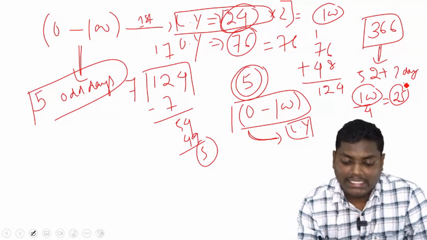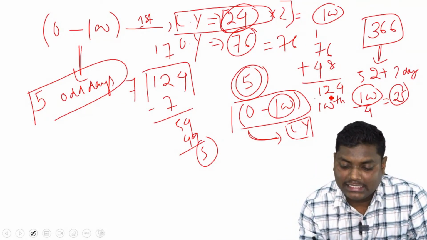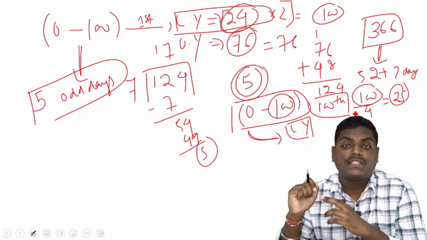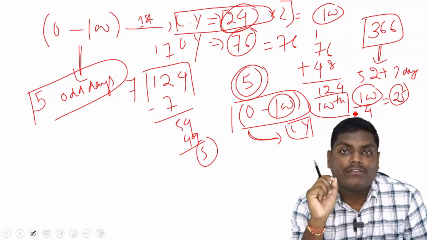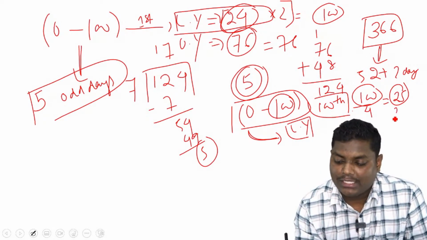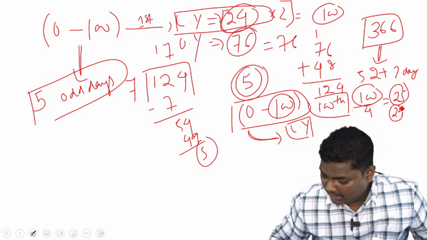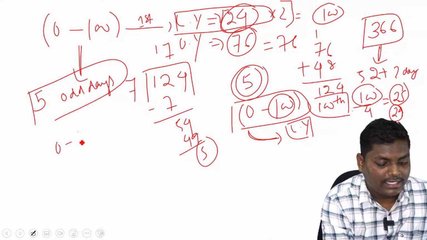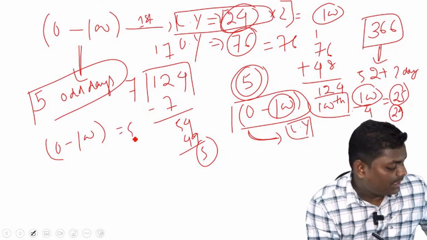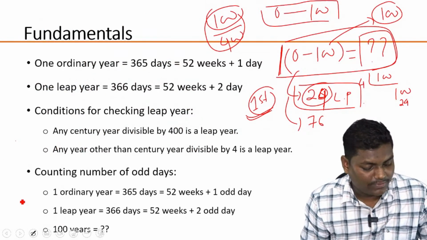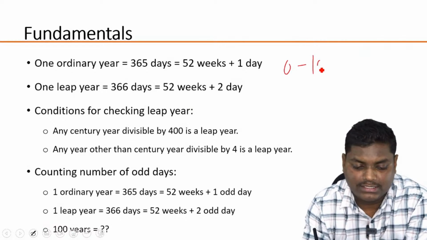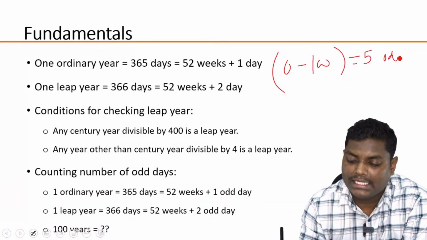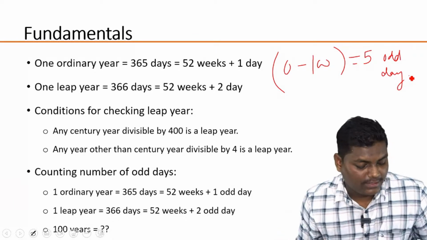But do you realize that this 100th year is not a leap year? Why? Because it is not divisible by 400. That's what we have seen. For a century year, it has to be divisible by 400. So that is why instead of 25, we'll be having 24. Is this clear for you? So that's how we find out. So for 0 to 100 years, it's 5 odd days. I'll just refresh it here. For 0 to 100 years, it's just 5 odd days.